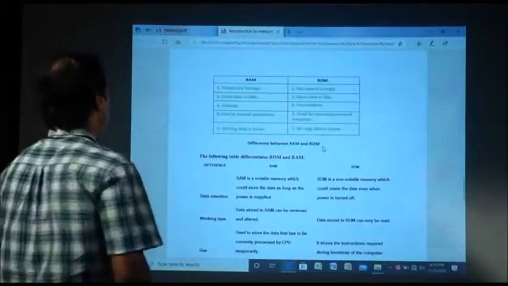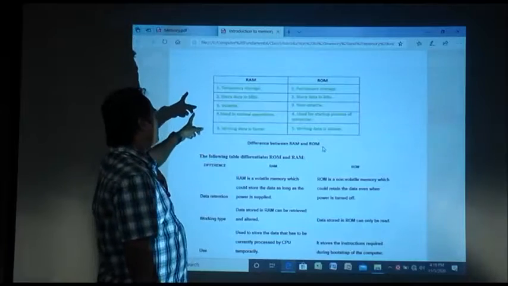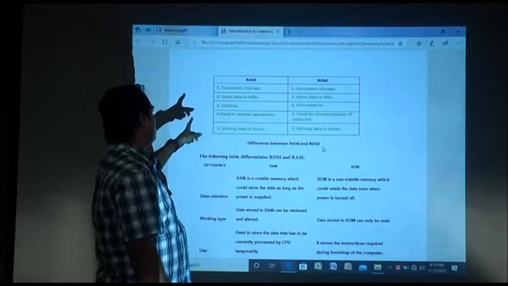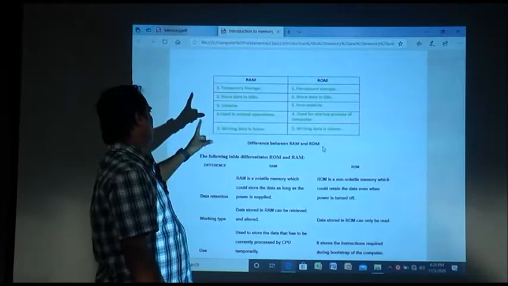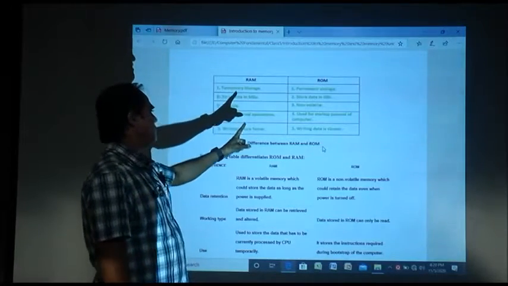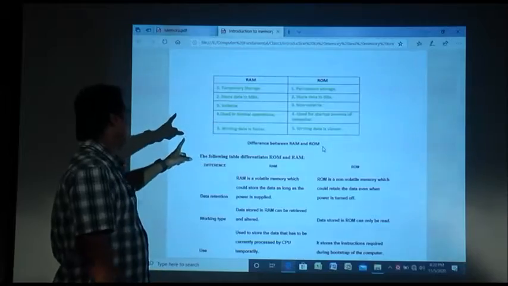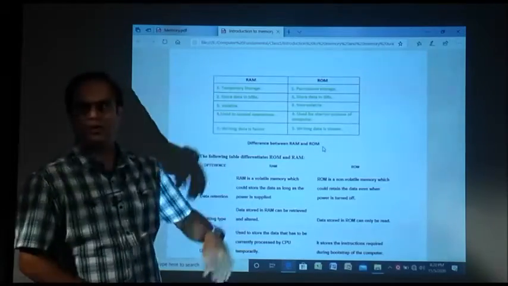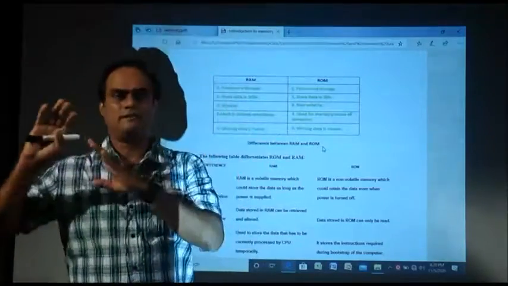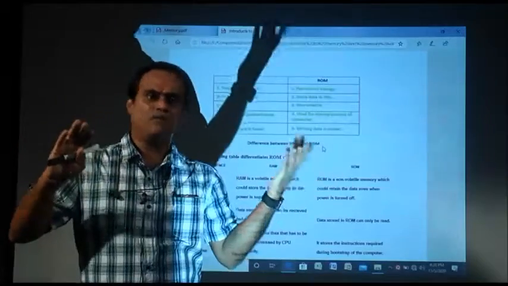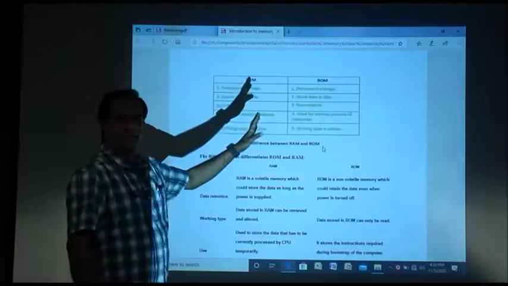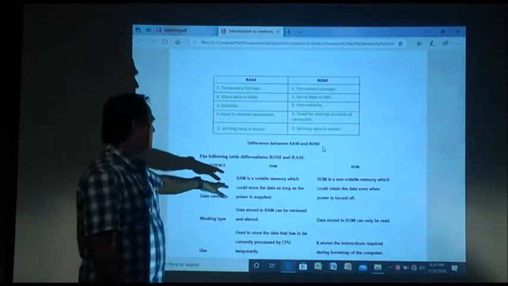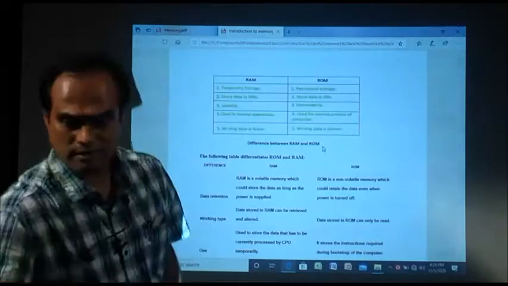So, this is the difference between RAM and ROM. Temporary storage, permanent storage. Storage of data in MBs, storage in GBs. Volatile, non-volatile. Used in normal operation, used in startup process. Writing data is faster in RAM, writing data is slower in ROM, yes or no. So, these are the basic differences between RAM and ROM, and some technical differences between ROM and RAM.